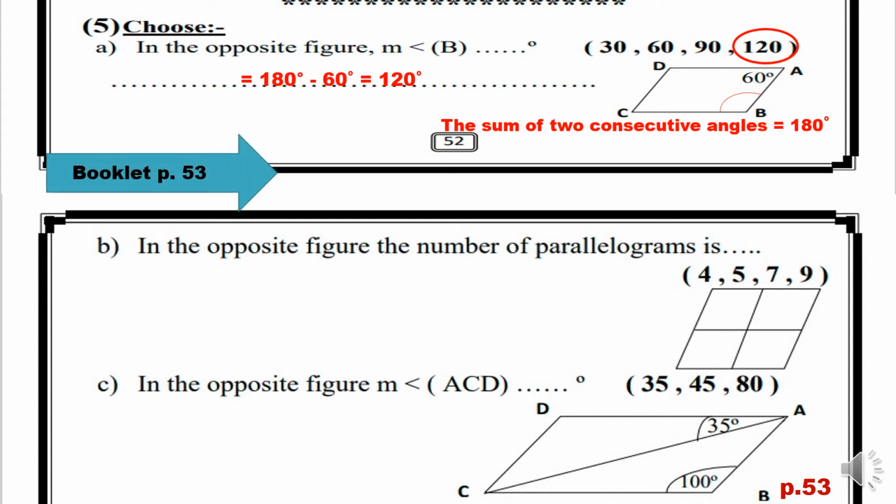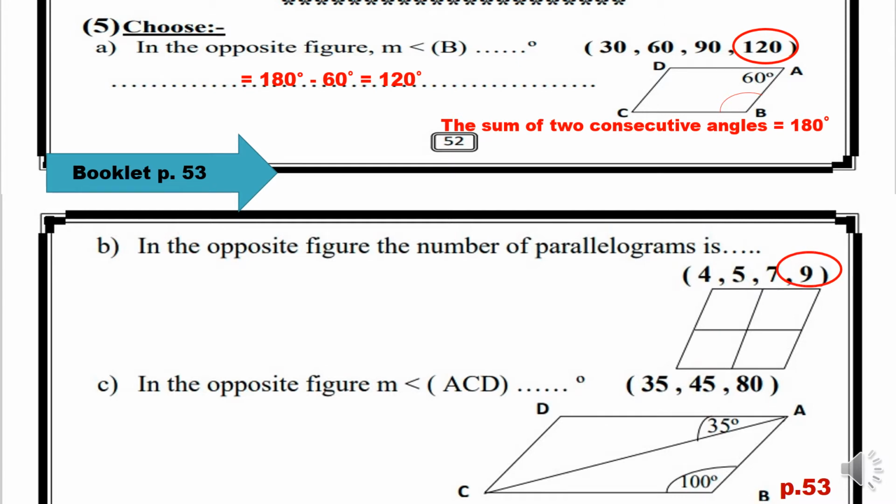Page 53. Letter B. In the opposite figure, the number of parallelograms is. I want to count how many parallelograms I have in this figure. So let's count together. I have the first one, 1, and then this is the second, 2, 3, 4, 5, 6, 7, 8, and 9. So I have 9 parallelograms in this figure. So I will choose 9.